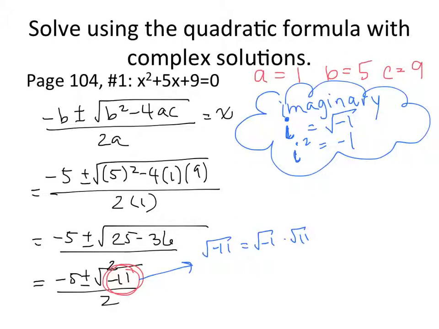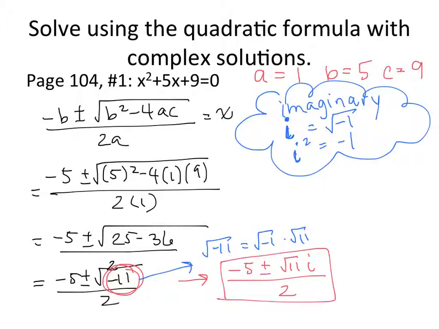As a result of our imaginary number, our new solution will be negative 5 plus or minus root 11 i all over 2. And that would be our final answer. Notice that this is a complex number written in the form a plus bi. Okay, so that means that our numbers will always go in front of that i.